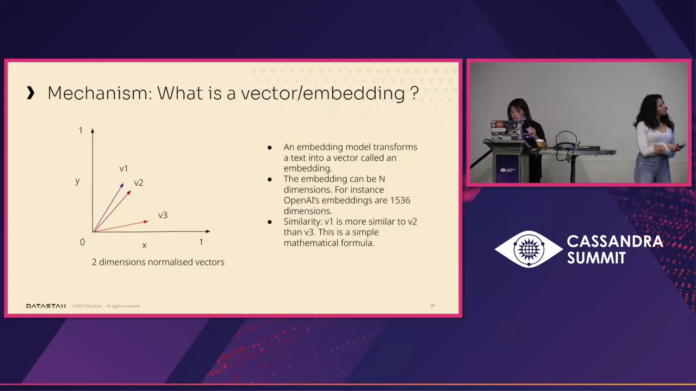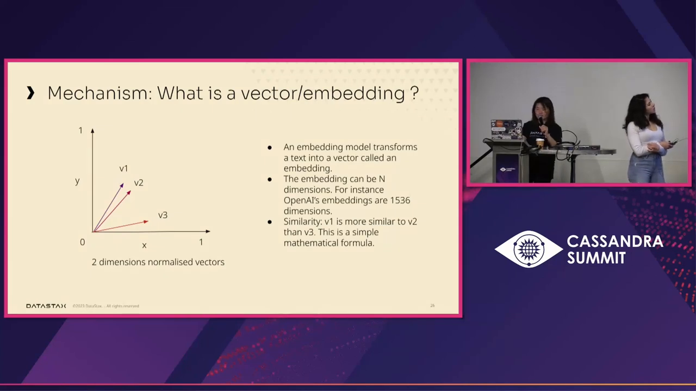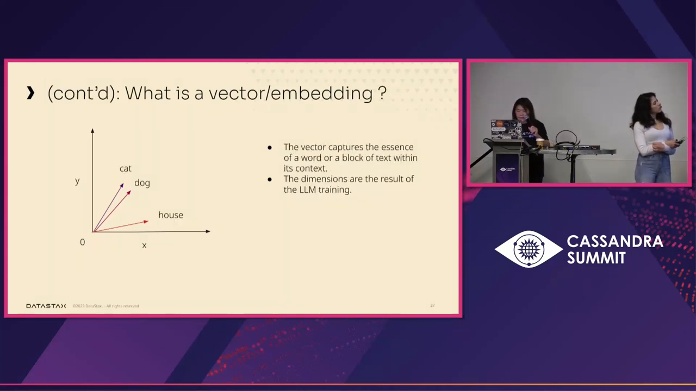And essentially, as you can see, version 1 is more similar to version 2 than version 3. For example, if you do searches, that's how it's determining how close your result is to what you're trying to search for. Here is another diagram that explains if you are searching for cat, dog, and house, you can look at the graph to see how close your result is to the search result. So you can use this kind of representation.